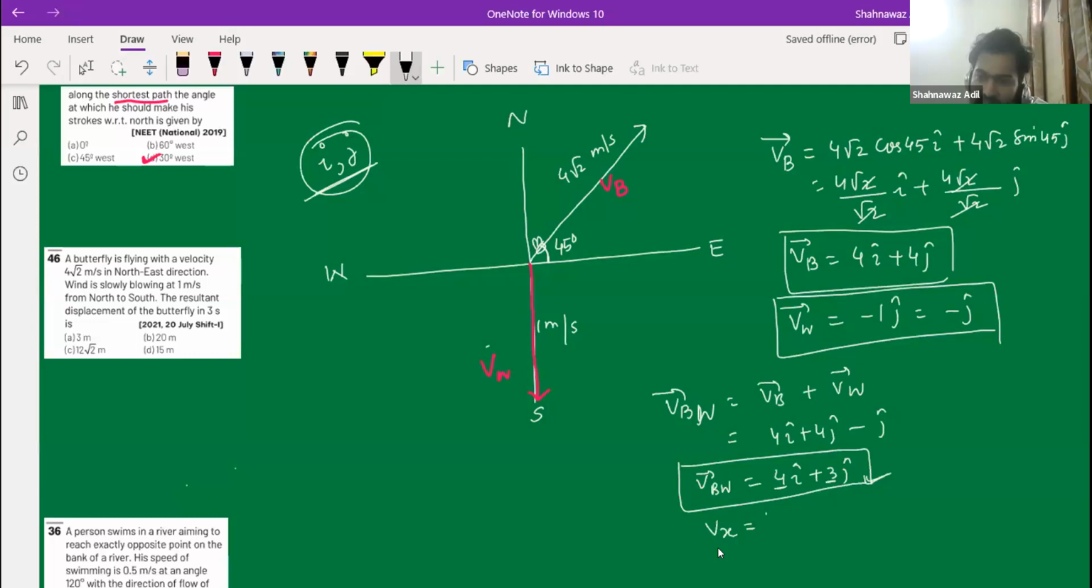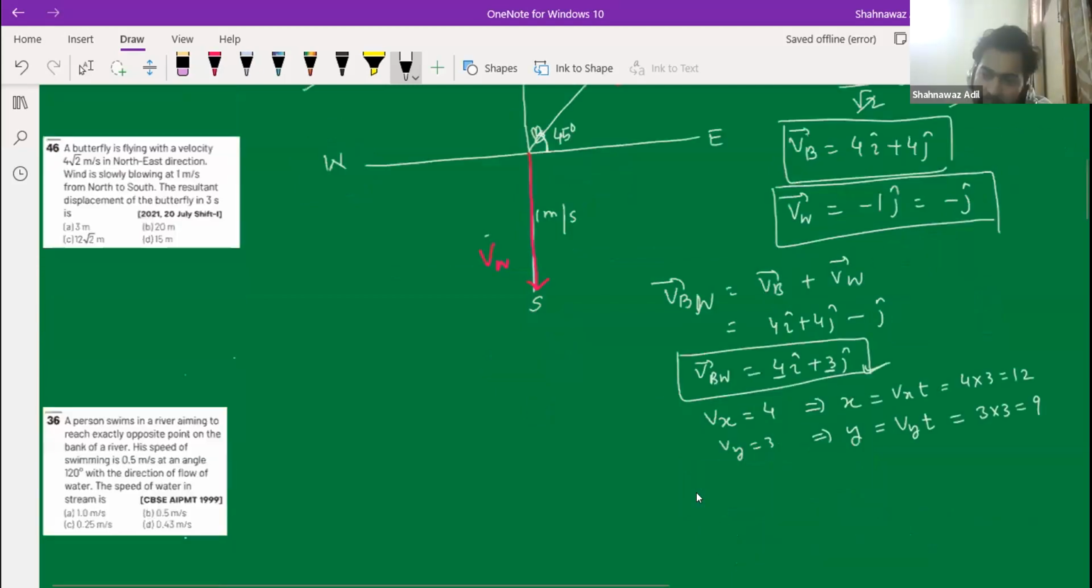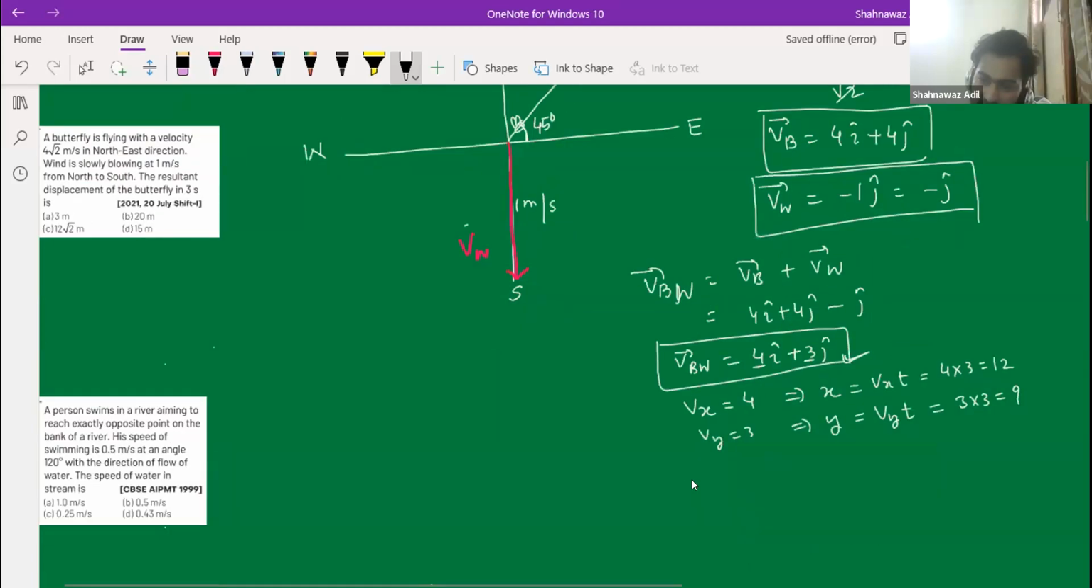So we can find the displacement in the x direction: the velocity into t, which is 4 into 3, that is 12. In the y direction, Vy into t is 3 into 3, that is 9. So now we have the x component and the y component of the displacement. We can write the vector as xi plus yj, which is 12i plus 9j.